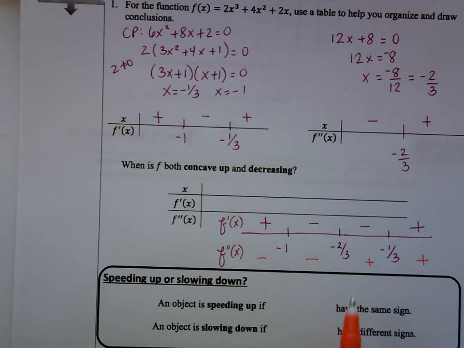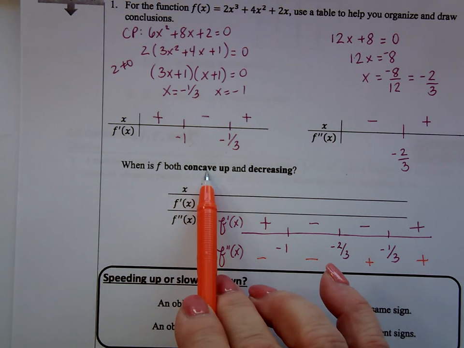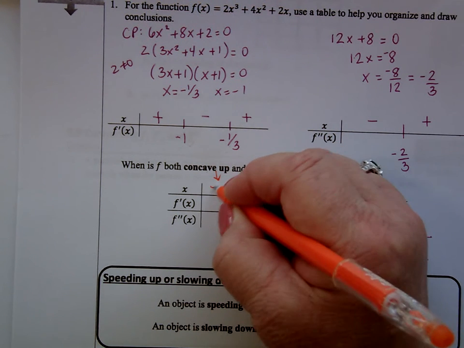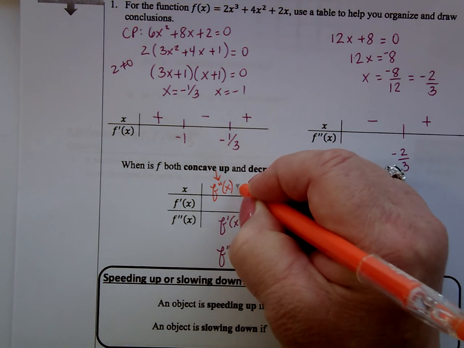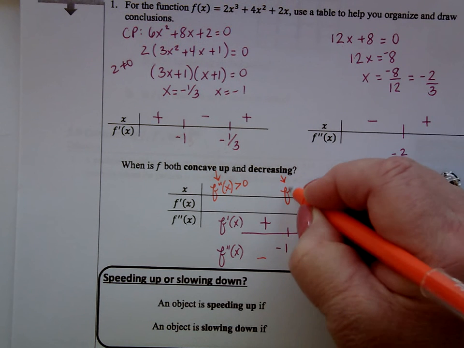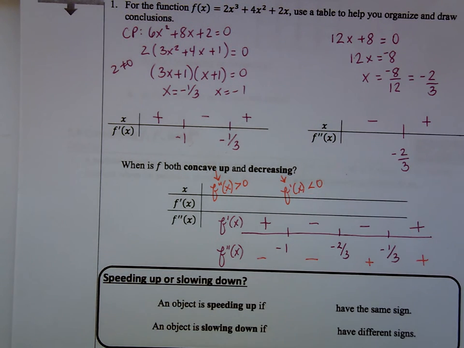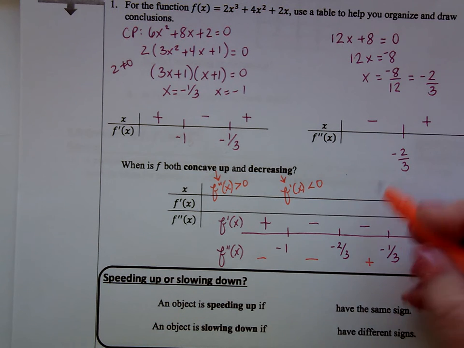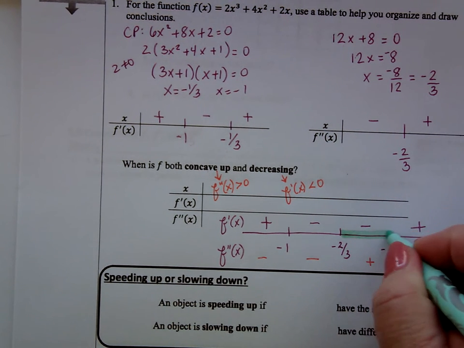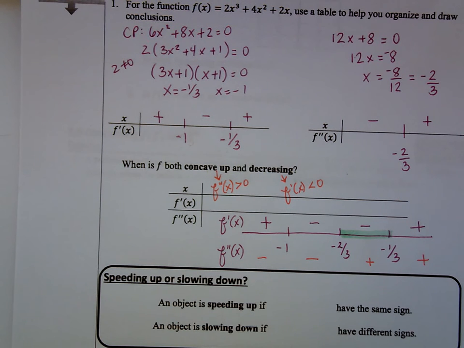And so for me, looking at where it's both concave up and decreasing, concave up, I want the second derivative to be positive, and decreasing, I want the first derivative to be negative. So where on my sign chart do I have a negative first derivative and a positive second derivative? Oh, I can see that the only place that happens is right in here. And so that's my answer.